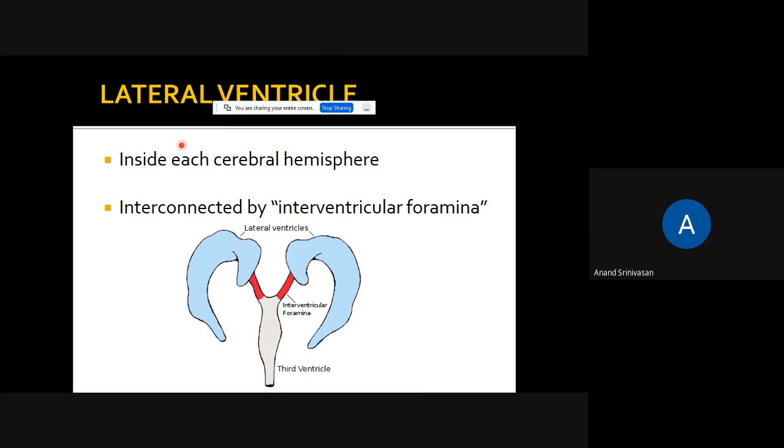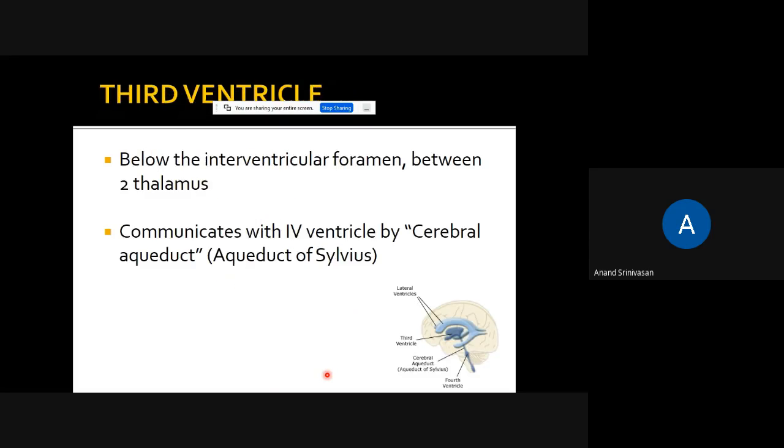Here you can see the lateral ventricles, which are present in each cerebral hemisphere. They are connected by the interventricular foramen of Monro to the third ventricle. The third ventricle is situated below the interventricular foramen and is between the two thalami. It communicates with the fourth ventricle through the cerebral aqueduct, or aqueduct of Sylvius.